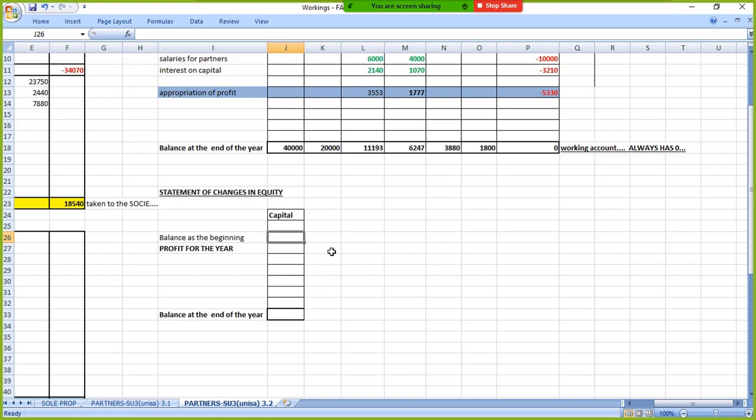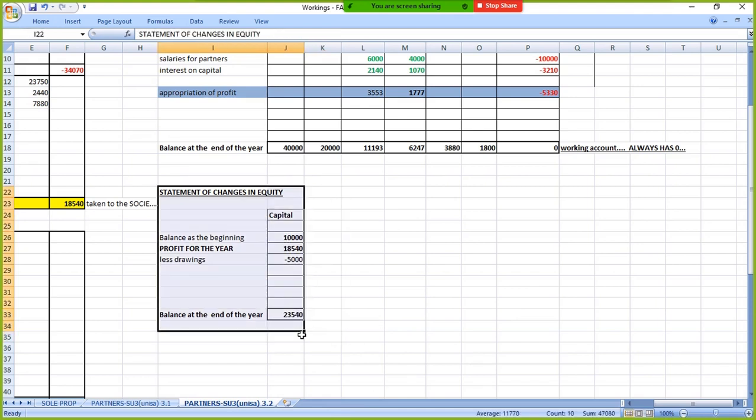Balance at the beginning. So if the capital was 10,000, okay, and the business made a profit of 18,540, okay, you would have less drawings. And then it would have been, let's say, minus 5,000. And then your balance at the end would have been the total. Okay, that's the sole proprietor. Because the sole proprietor doesn't have to share the profit.